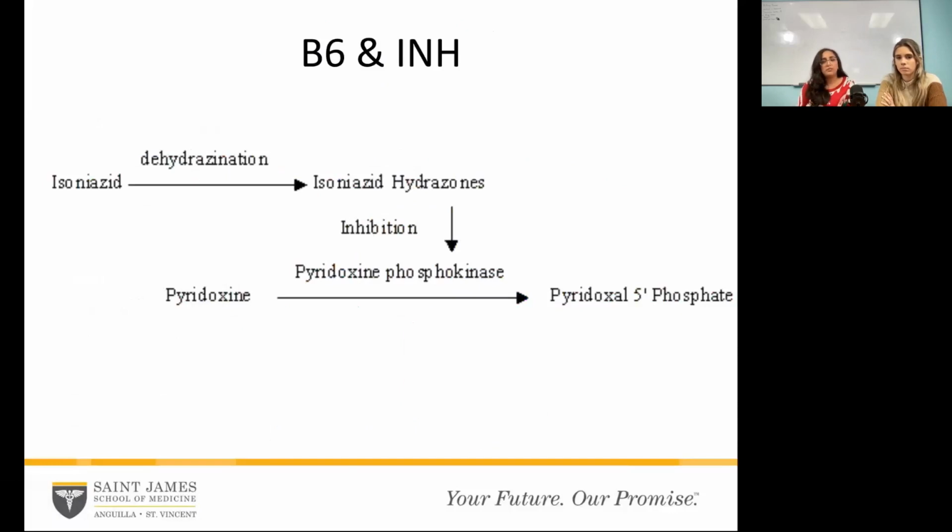Under normal circumstances, pyridoxine would be converted to the active form, pyridoxal 5-phosphate, by pyridoxine phosphokinase. But when isoniazid is given and it is dehydrogenized to isoniazid hydrazones, that can inhibit the enzyme that converts pyridoxine, or vitamin B6, into its active form.